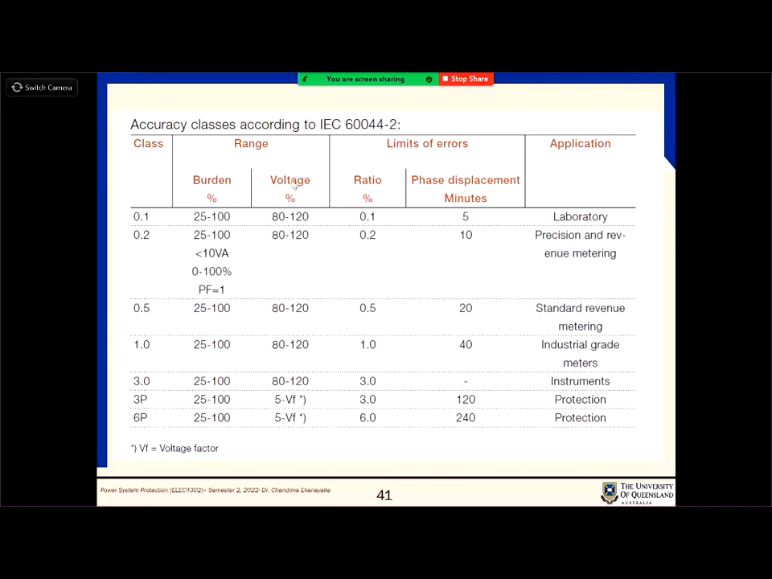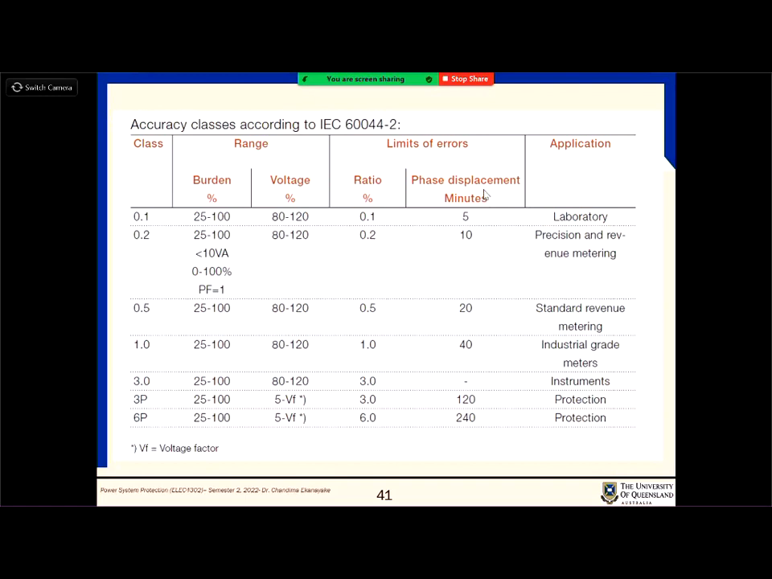And voltage, this is 5 volt to voltage factor, Vf. I will explain what is voltage factor. That is the voltage of a certain factor or certain number multiplied by the rated voltage, right? So 5 volts to voltage factor. I will explain this in the next slide.